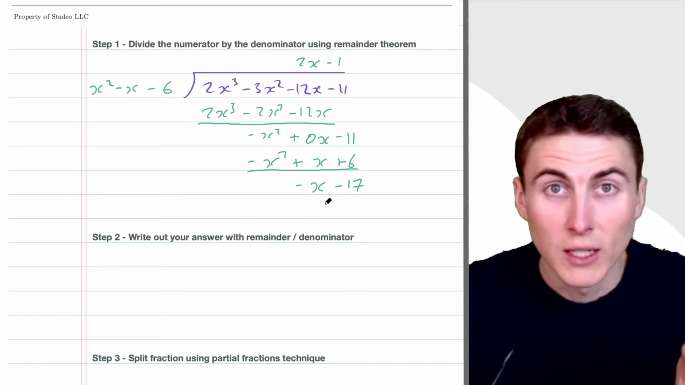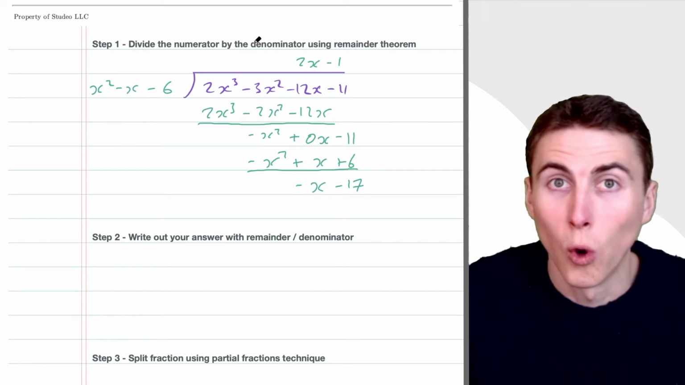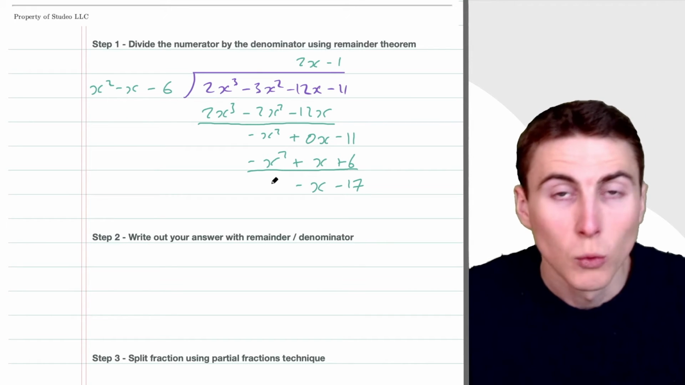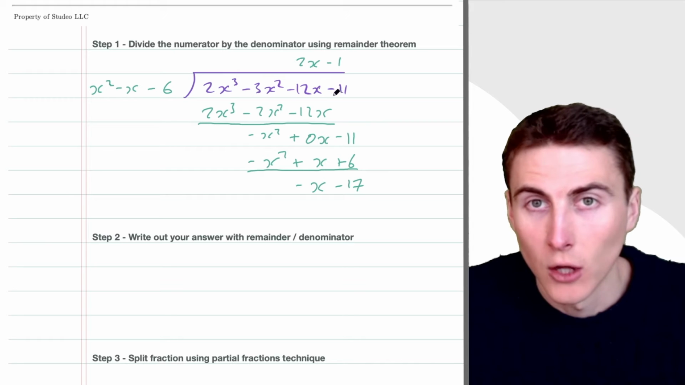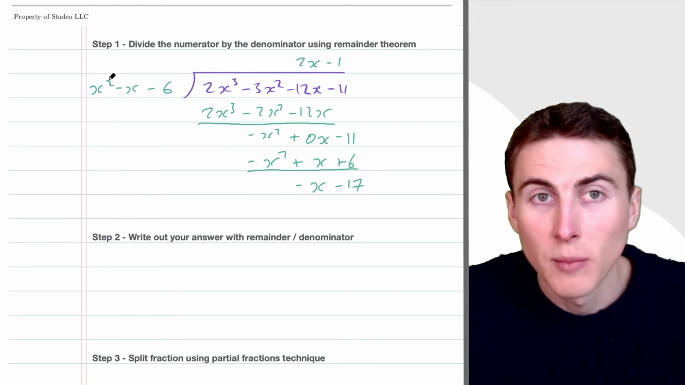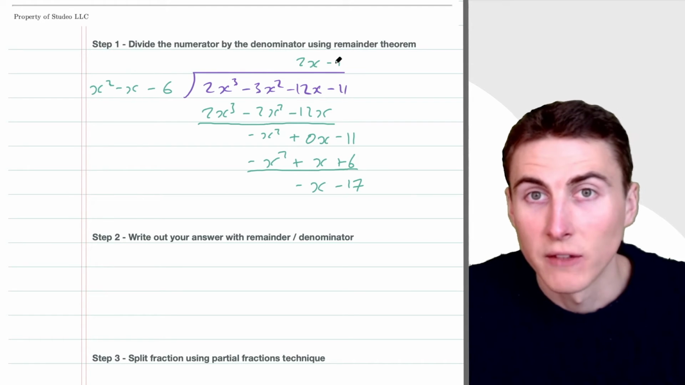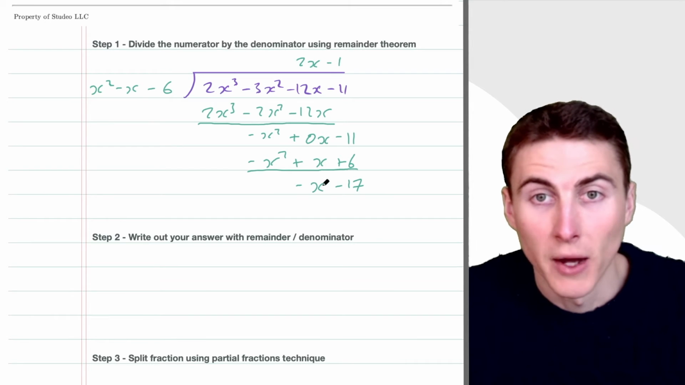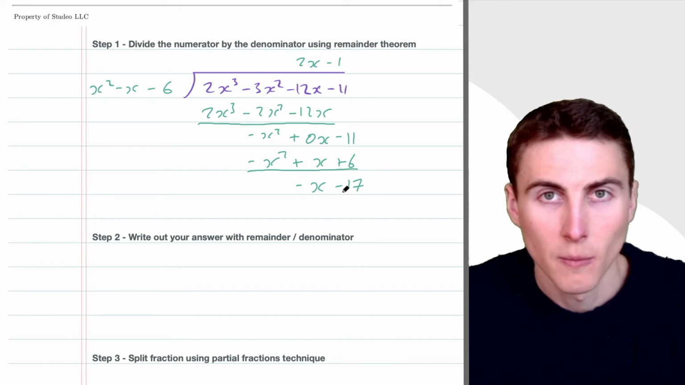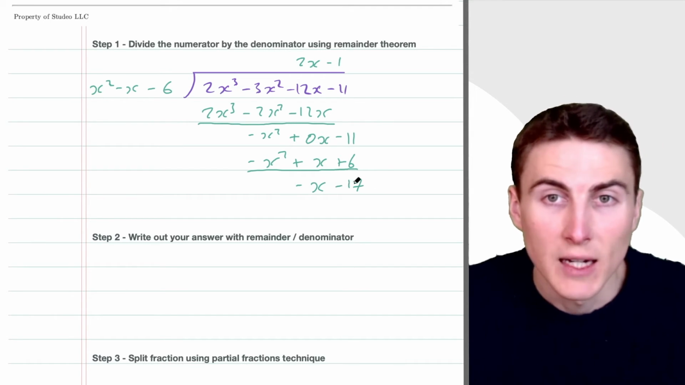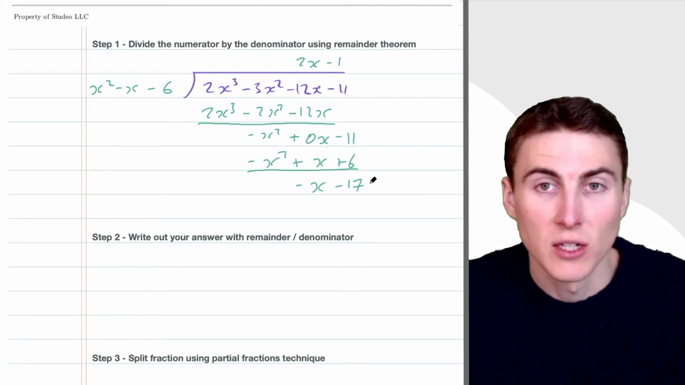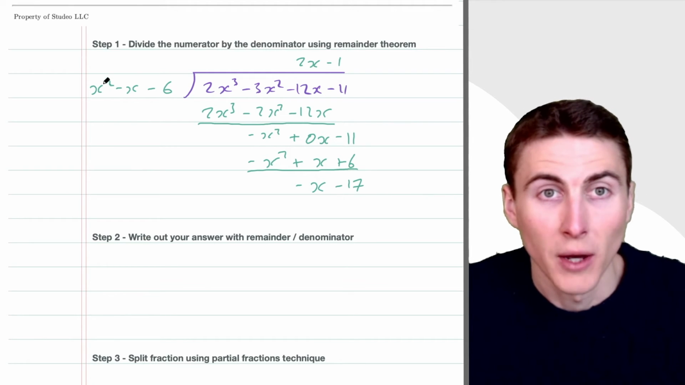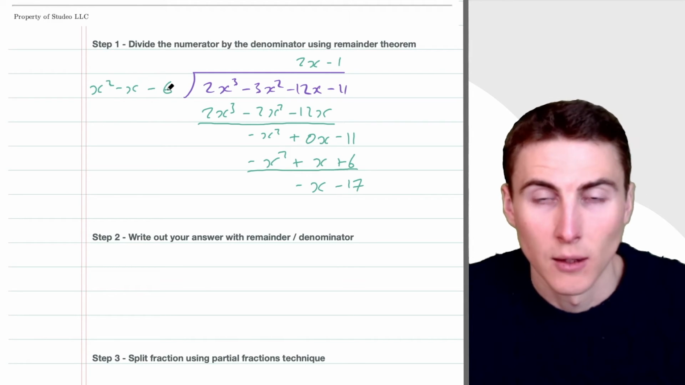It's important that you're really comfortable and really understand what we've done just here. What we've just said is that this bit here, our numerator, divided by our denominator, gives us 2x minus 1, remainder minus x minus 17. Importantly, this minus x minus 17 is a remainder, so this bit hasn't been divided by the x squared minus x minus 6 yet.